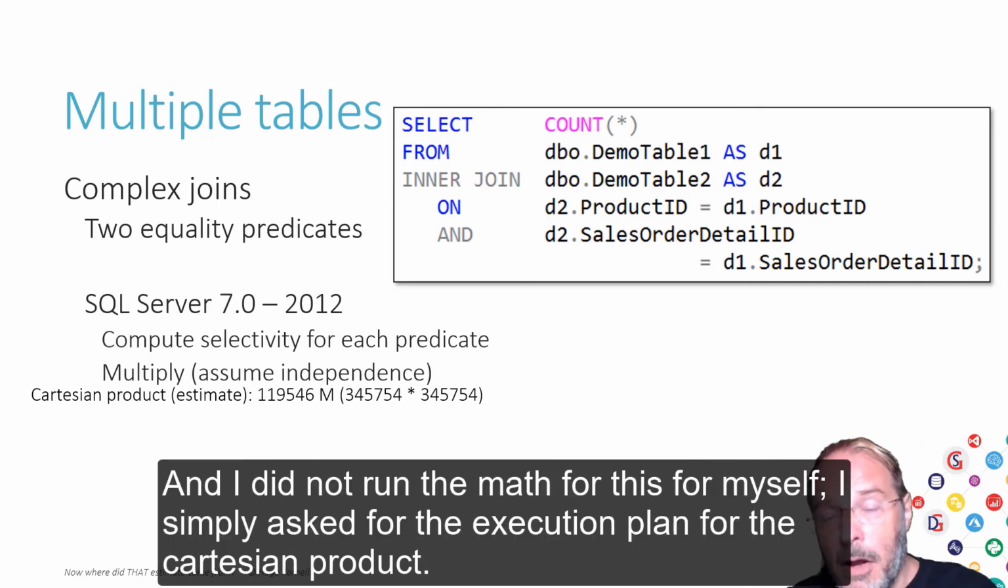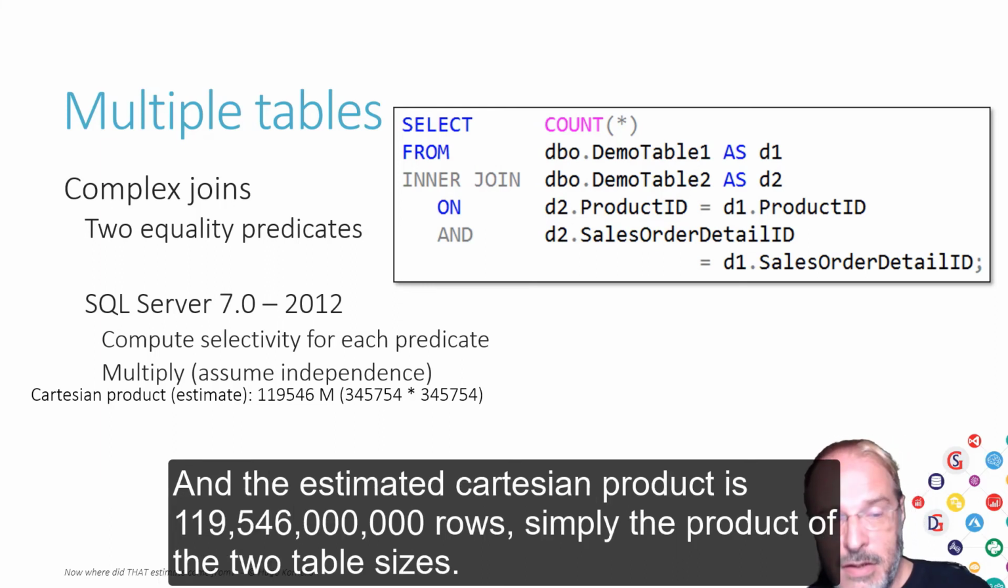And I did not run the math for this for myself. I simply asked for the execution plan for the Cartesian product, and the estimated Cartesian product is 119,546,000,000 rows, simply the product of the two table sizes.